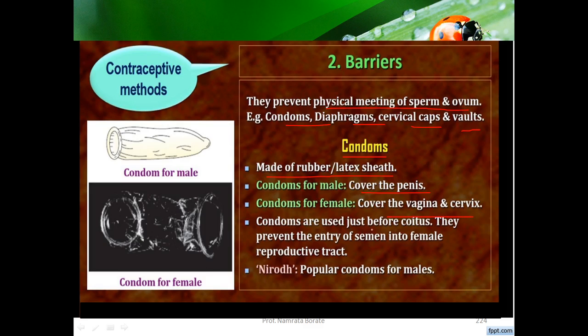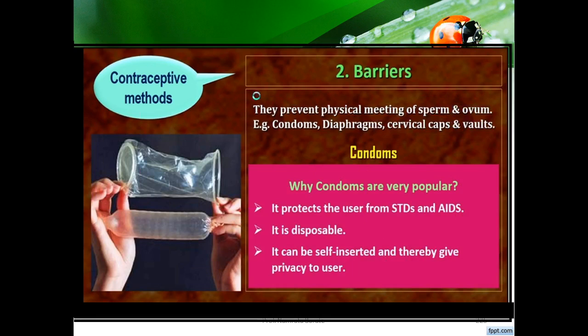Condoms are used just before coitus. They prevent the entry of semen into the female reproductive tract. Nirodh is the popular condom for males; it is easily available and is given free by the government. The condom is very popular because it protects the user from sexually transmitted diseases as well as from AIDS. Second, it is easily disposable. It can be self-inserted and thereby gives privacy to the user.